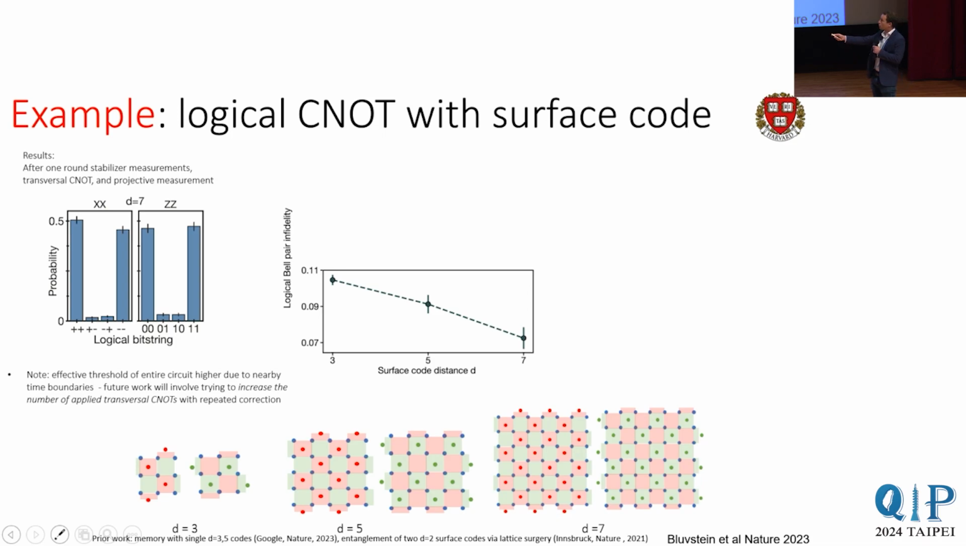And again, just one more note here is that this shows we're beyond some kind of effective threshold of the system, but it's a little bit higher here due to the fact that we have nearby time boundaries in the decoding. And future work will try to do more and more rounds of stabilizer measurement in combination with more and more transversal C0 gates to see that we can actually increase the number, not only improve the fidelity of one gate, but actually increase the number of gates we can do.